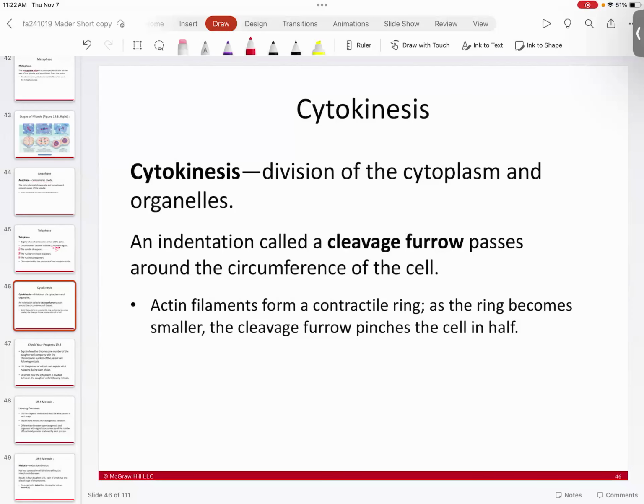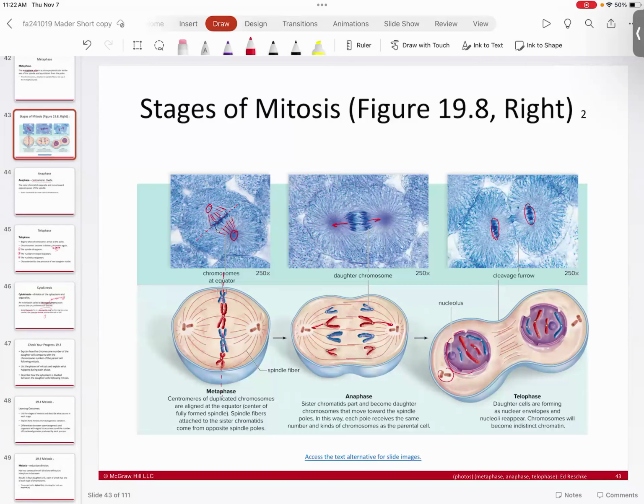In animals, it tends to occur by what's called the cleavage furrow. Essentially, what you do is you pinch apart the cell. So in the middle, there are actin filaments that form a contractile ring. That contractile ring will be like a little cinch cord. You just pull on it and the ring will become smaller, smaller, smaller, and then a cleavage furrow starts to pinch that cell in half.